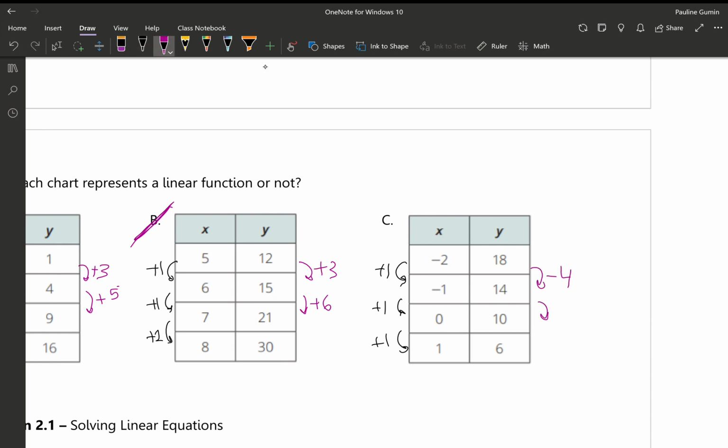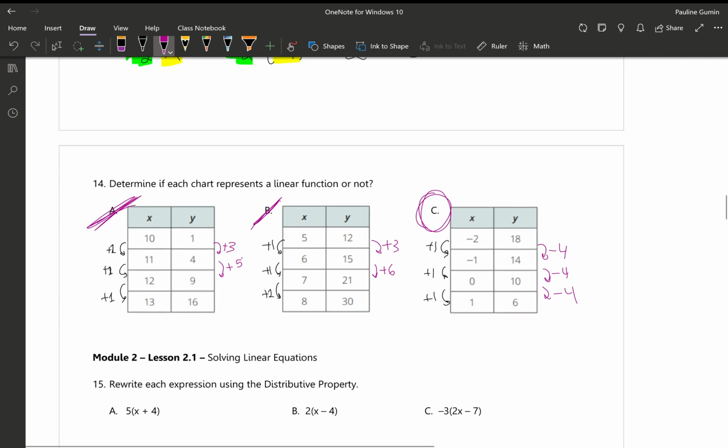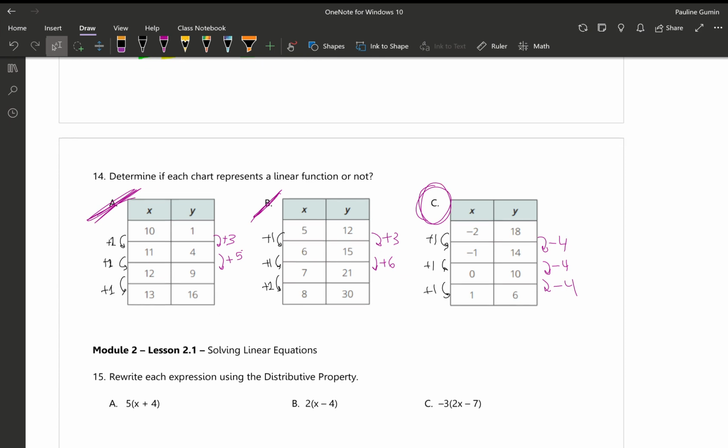Minus 4, minus 4, minus 4. All right. One of them is a function. Well, actually, not necessarily. This letter C is just a linear function. The other two could be nonlinear functions. We don't know that yet. But we definitely know that letter C is a linear function.